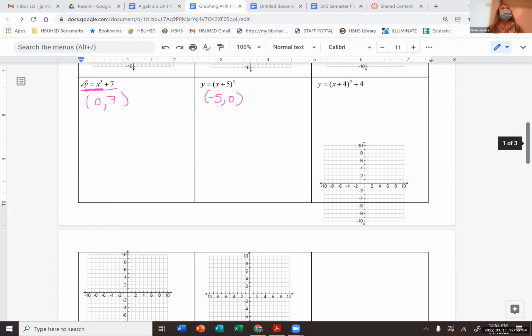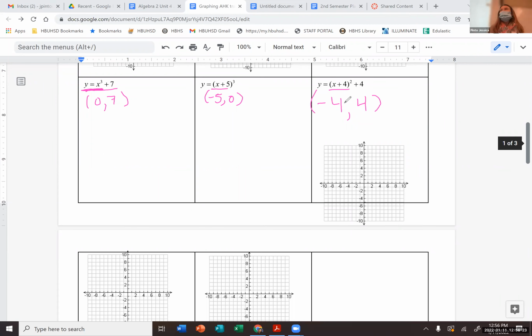The K value never changes sign. It's just added afterwards. So 0 plus 7 stays 7. Whereas inside the parentheses, we're usually looking to make 0 the answer. So the number that makes 0 inside there is -5. So the number that makes 0 inside the next problem is -4. But the 4 on the outside does not change. That stays a 4.